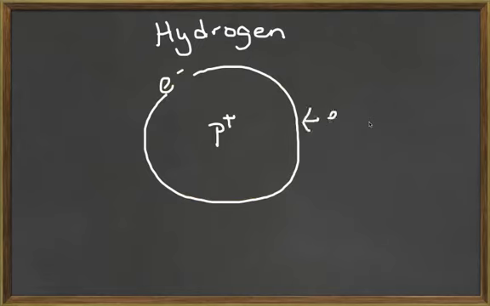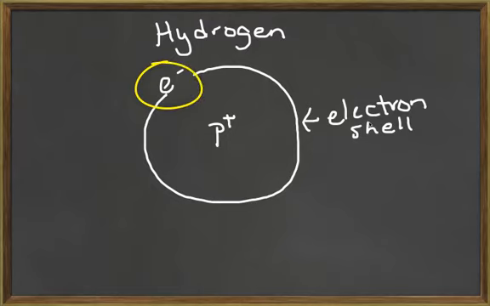Electrons orbit around the nucleus at a very high speed within a spherical area called the electron cloud. This is also called the electron shell in a two-dimensional picture. The electron is negatively charged and is attracted to the positive charge of the proton, so it stays in this electron cloud because of the electrical force.